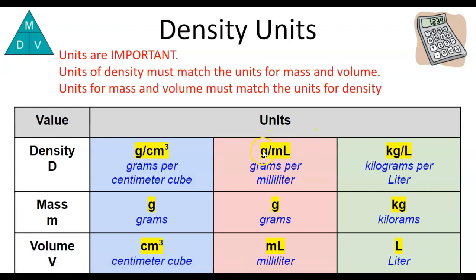For other units, you can have something like grams per milliliter. Again, the first unit is grams, and then the second unit, milliliter, that's your volume. And you can see that here. And then the last example, we have kilograms per liter. So kilograms is your unit for mass, and the second is your unit for volume.